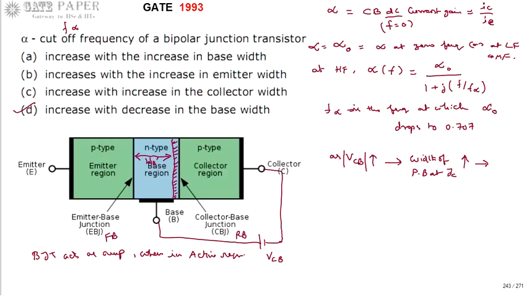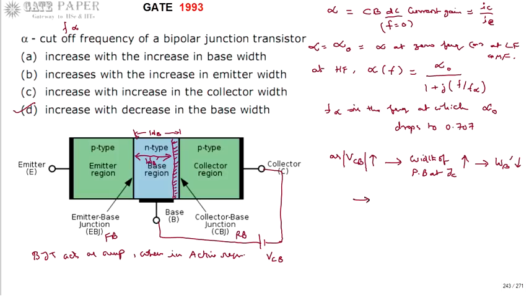Effective width of base is nothing but where the mobile charge carriers are readily available. Metallurgical base width is what you get at the time of manufacturing, but as you apply more and more reverse bias, the potential barrier increases, and it increases into the lightly doped side. Since the base is the lightly doped side, the potential barrier penetrates more into the base, which decreases the effective base width. So you can write WB dash reduces.